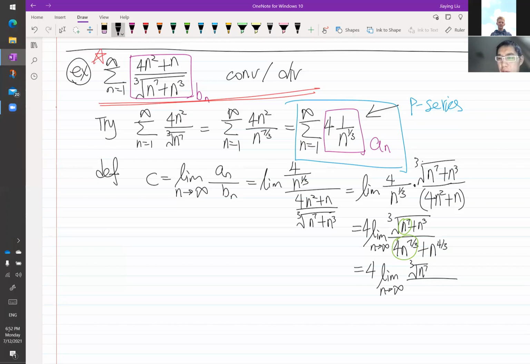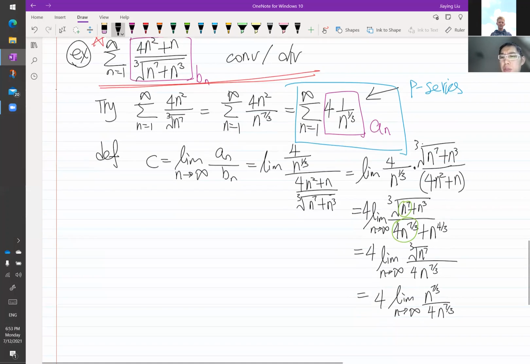So that's 4n to the 7/3. This is like a shortcut, obviously. So that's the limit as n goes to infinity, and the numerator is n to the 7/3. Denominator is 4n to the 7/3, I think. So that cancels out. The n term cancels, giving us just 1/4 in the limit.